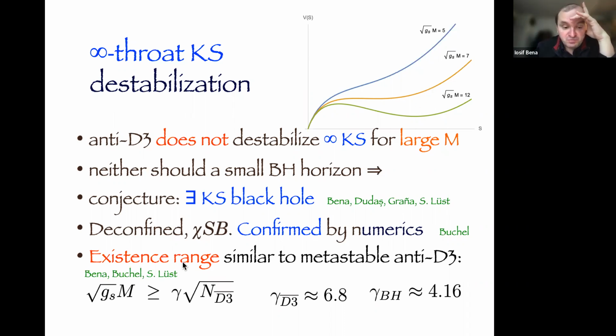And moreover, it's very cool that if you look at the range of existence of the metastable anti-D3 branes and the range of existence of this Klebanov-Strassler black hole, it's a similar range. If you just look at all parameters, the black hole and the anti-D3 brane metastable solution exist when g_s times M is bigger than this combination of the number of anti-D3 branes with a factor gamma, and gamma is 6.8 for the anti-D3 branes and 4.16 for the black hole. But it's again two calculations done in different regimes of parameters.